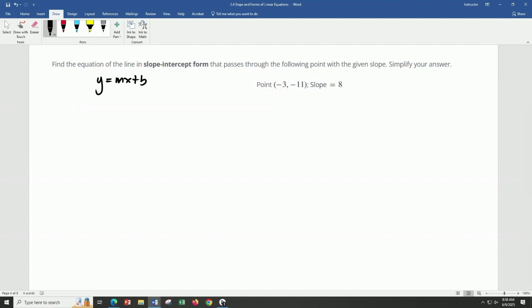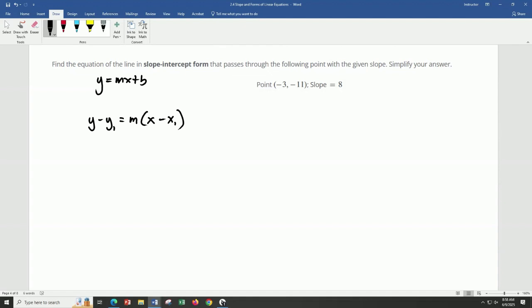No, because notice the x value is not a 0. So nope, I can't just throw this into the formula and walk away. I've got to use the point-slope form and then work it back to slope-intercept form. So my point-slope form is y minus y1 is equal to m times x minus x sub 1.